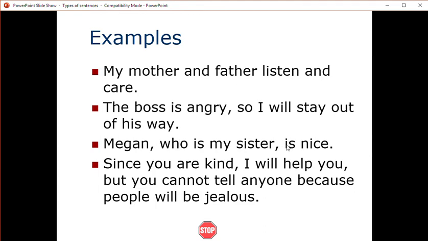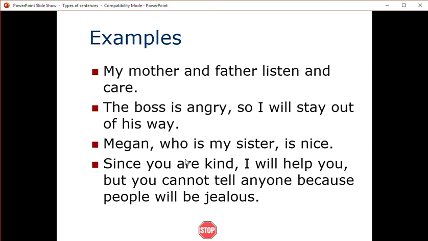Megan, who is my sister, is nice. This one is complex. We got a complete sentence, Megan is nice, and in the middle of it we have this baby clause, who is my sister. Who is the subject and is the verb, and it doesn't make sense by itself.